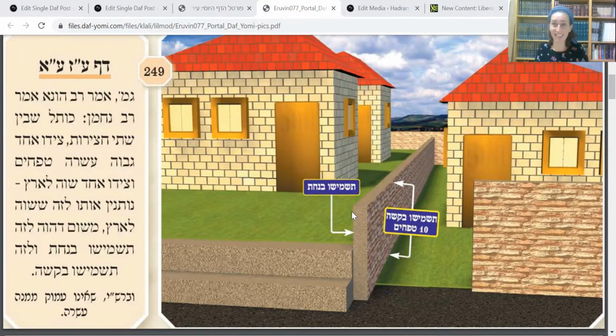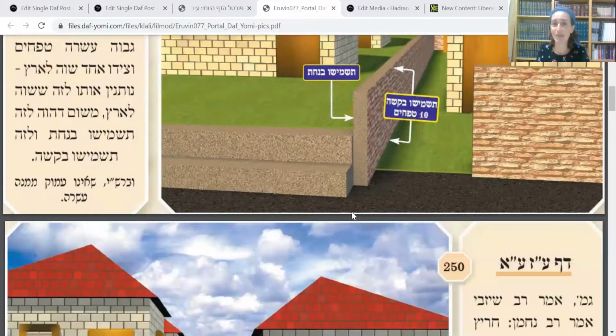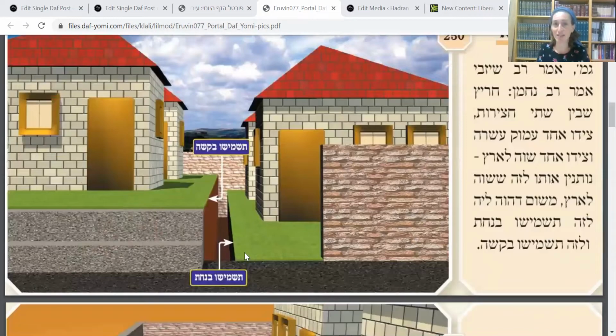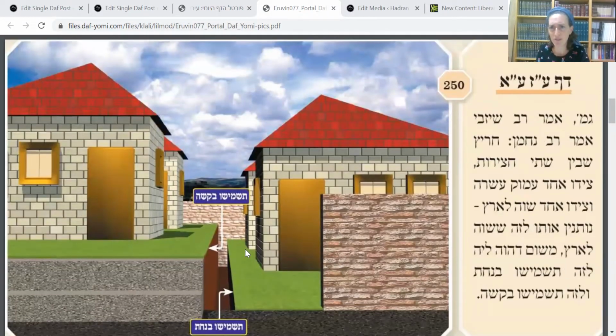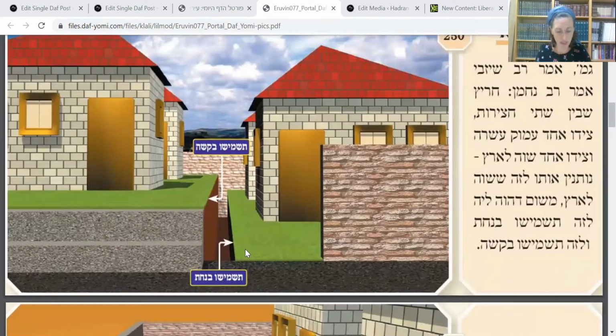Now we're going to have another case that's basically exactly the same, but instead of being a wall, it's going to be a ditch. Okay, that's picture number 250. Okay, so now we have a ditch. Charitz shebein shtei chatzerot. So this is again said in the name of Rav Nachman, but by somebody else. So Rav Shizbi says this in the name of Rav Nachman. The first one was said by Rabba bar Rav Huna in the name of Rav Nachman.